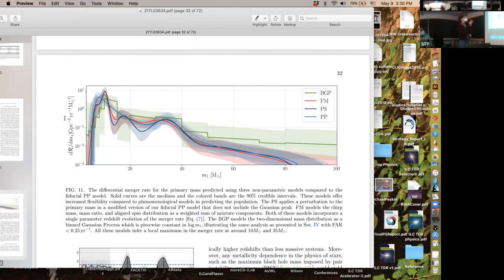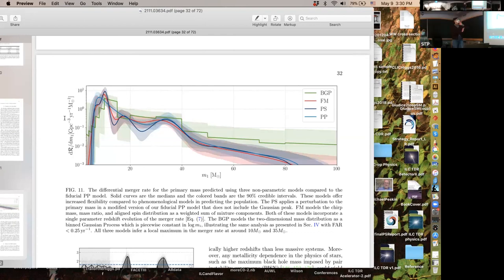Yeah, and all of these models assume some level of smoothness. The one most similar to the histogram suggestion is the one in green, BGP, which is the binned Gaussian process, which fits like a 2D histogram but has a smoothness prior, given by the Gaussian process, which says that the heights in neighboring bins should be sort of smooth. So it doesn't really allow for sharp features.